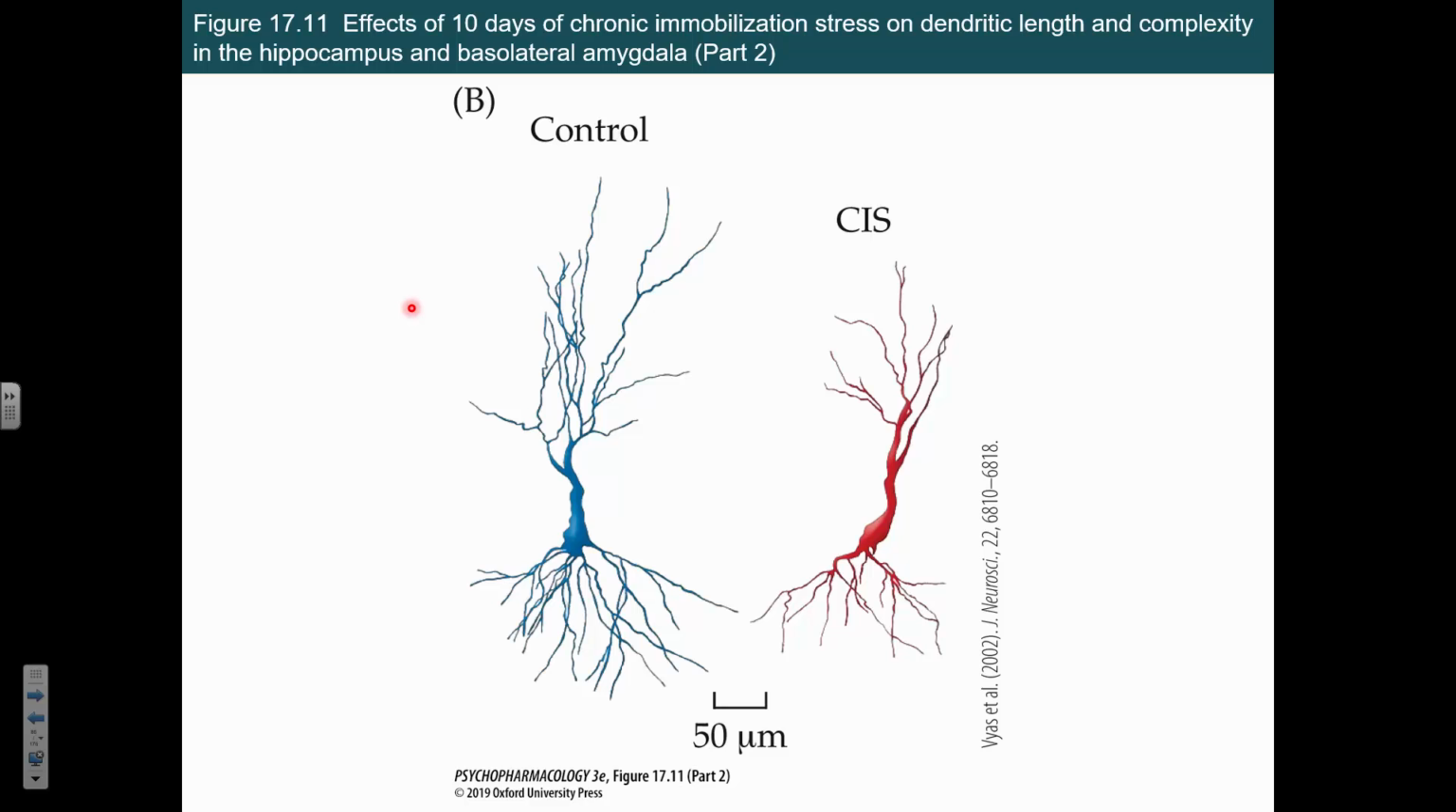But sometimes, if you really want to look at the effects of chronic immobilization stress on dendritic length, there's really only one way to do that. You've got to hold them still for 10 days, and then you've got to pull their brains out and see if things are different.